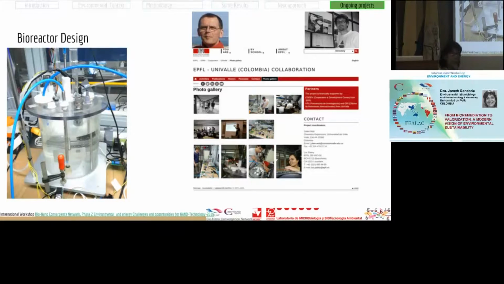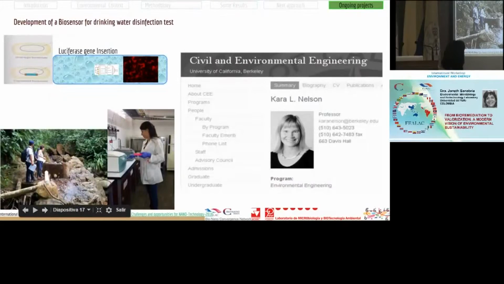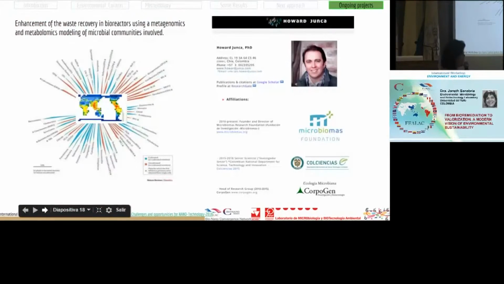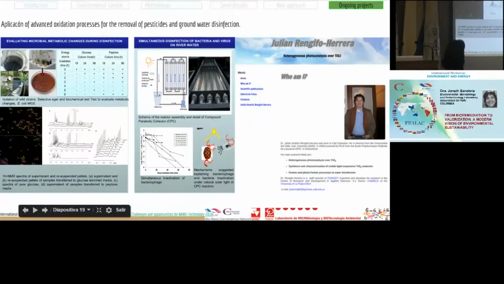We want to do it with open source, because in LATAM countries or anywhere they can replicate the model, copy the model, and have versatile, cheap reactors in their laboratories without making big investments. This is another project where we are developing a biosensor to evaluate disinfection with a colleague in the United States. And this is a project that we're going to start with my colleague Howard Honka to use metagenomics for community analysis in reactors. These are other disinfection projects that we are carrying out with an Argentinian colleague, assessing disinfection and microorganism adaptation, comparing patterns of antibiotic resistance to resistance to disinfection.